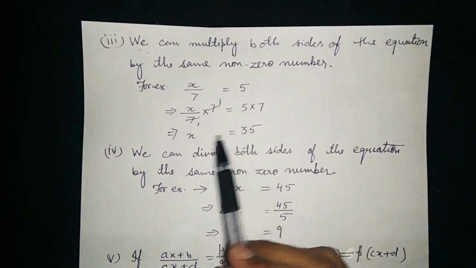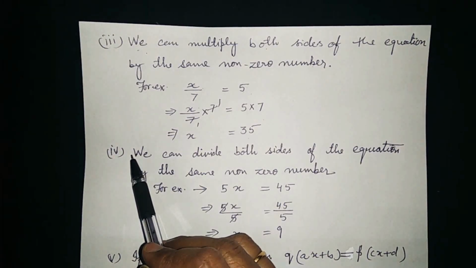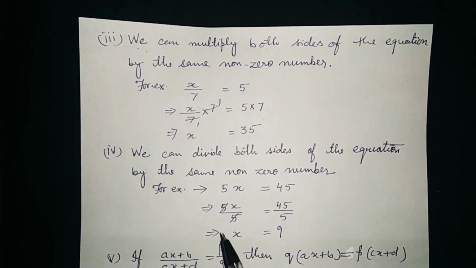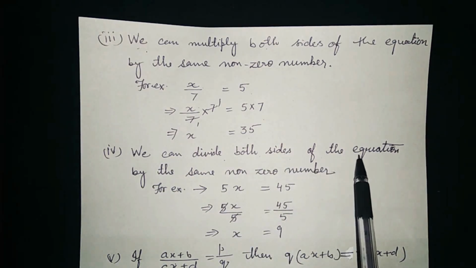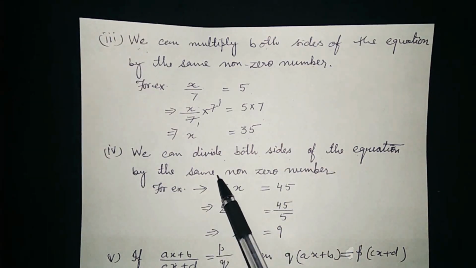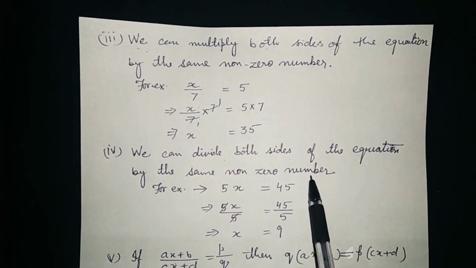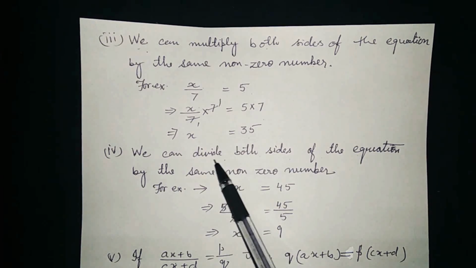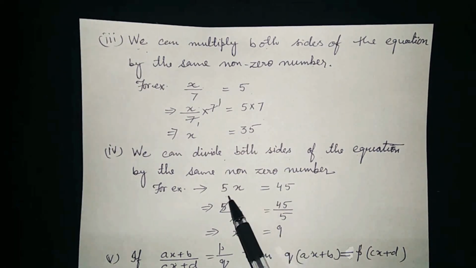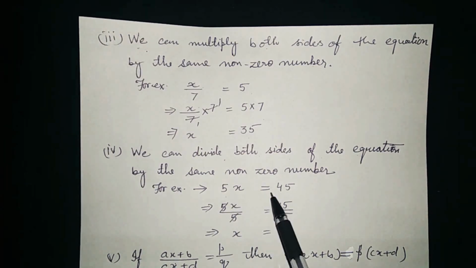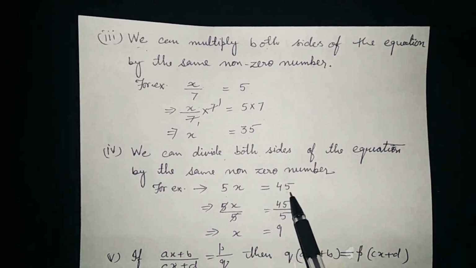Now see the fourth rule. In this case, now we will see what we have to do. We can divide both sides of the equation by the same non-zero number. Divide both the sides. Here you see I have taken this equation. 5 into x is equal to 45.